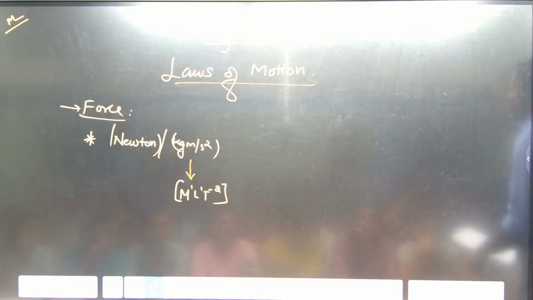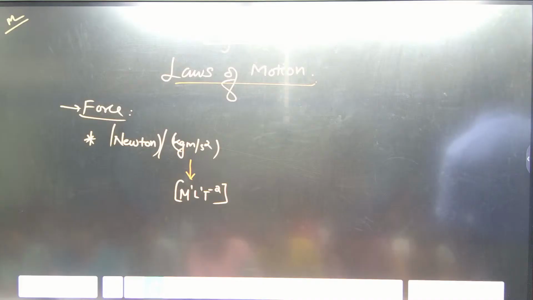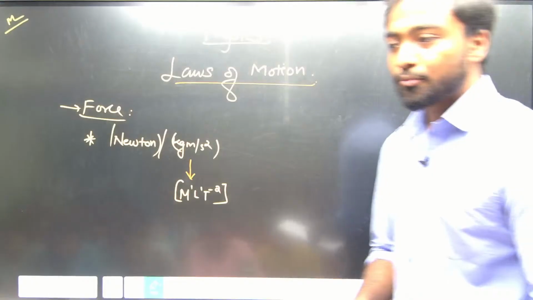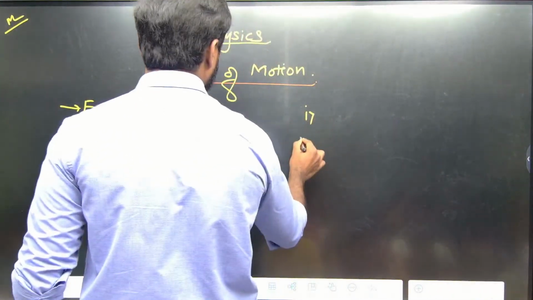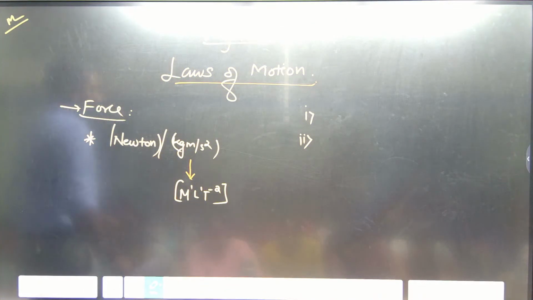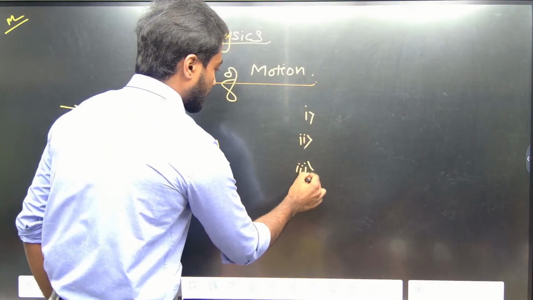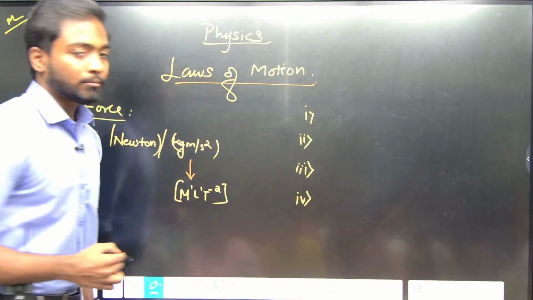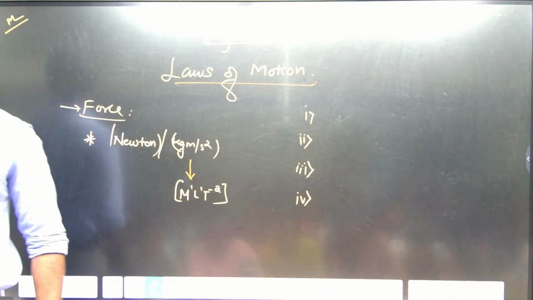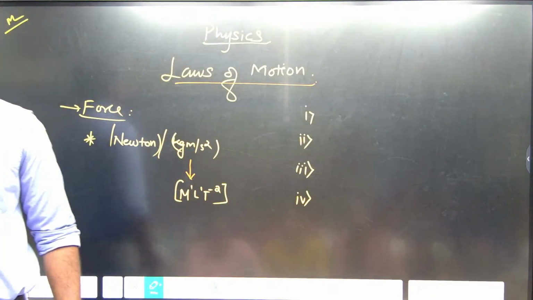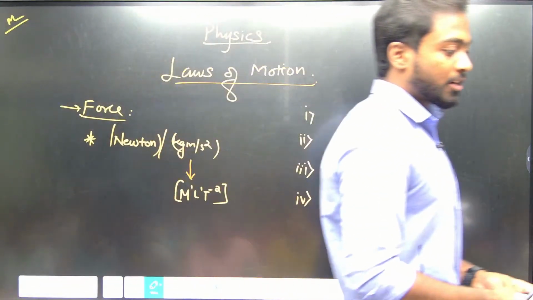Write down the types of force. The first one is gravitational force. Second one is electromagnetic force. Third one is nuclear force. And fourth one is weak force. Gravitational force, electromagnetic force, nuclear force, weak force. Okay. We'll talk about each force now.